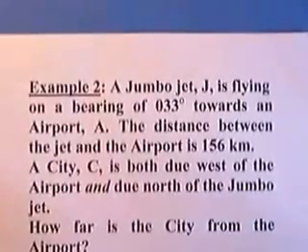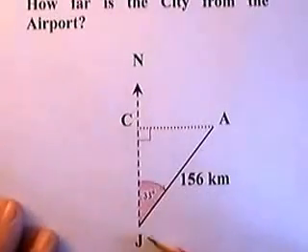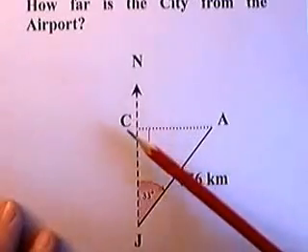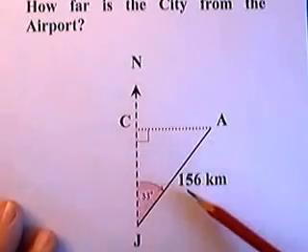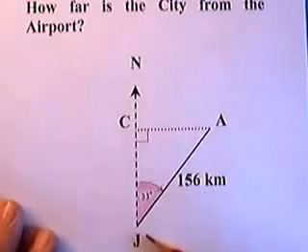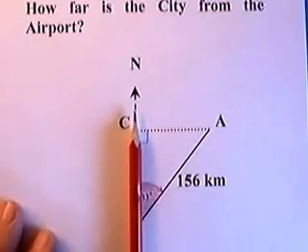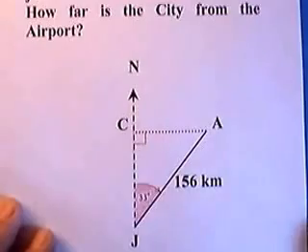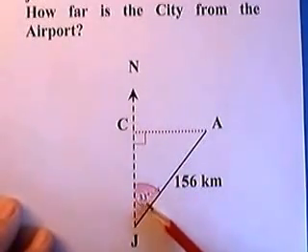Good. Now the diagram should look something like this. There's the jumbo jet J, there's the airport A, there's the city C, and there is the distance between the jumbo jet and the airport as 156 kilometers. Now, because the jumbo jet is flying on a bearing of 033 degrees, bearings, as you should know, are measured from north clockwise, like that, which is why there is an arrow on this angle here. So this angle in here is 33 degrees.